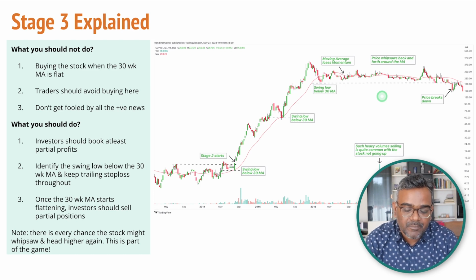And finally, once the stock breaks below this, after this flattening phase of the 30-week moving average, try to find a swing low, and once the stock breaks that, that's the point where you have to exit the stock.